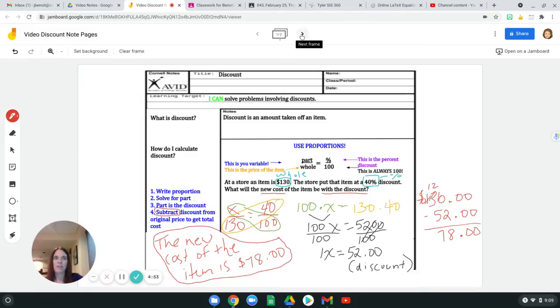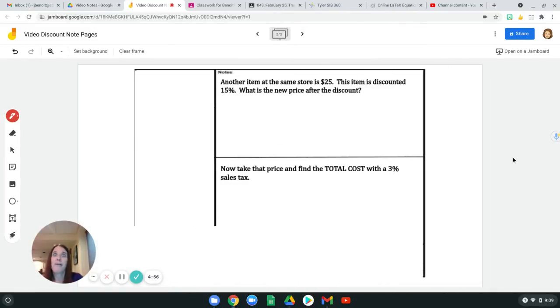All right, let's look at another example. Another item, whatever we don't know, but we're buying these items at the same store, is $25. That is our whole. This item is discounted at 15%, so that's our percent. And again, we're looking for the new price after the discount. Okay, so part over $25, because that's our whole. 15 is our percent over 100.